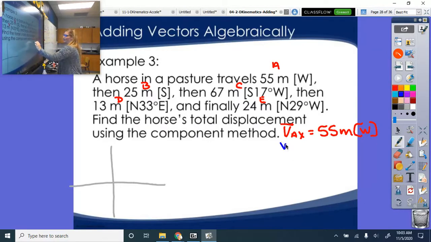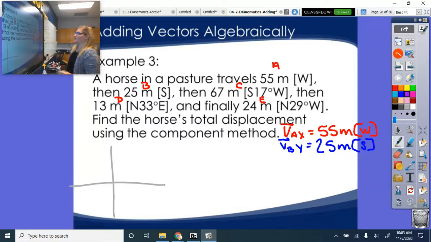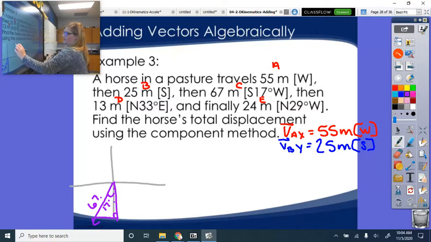Then vector B is going south, so it's going in the y direction, and that's 25 meters south. Vector C then gets complicated. So vector C, I'm going south and 17 degrees west. So south and a little bit west. So that's 17 degrees right there, and it's 67 meters. So I'm going to take and solve for both my x and my y components of my triangle.